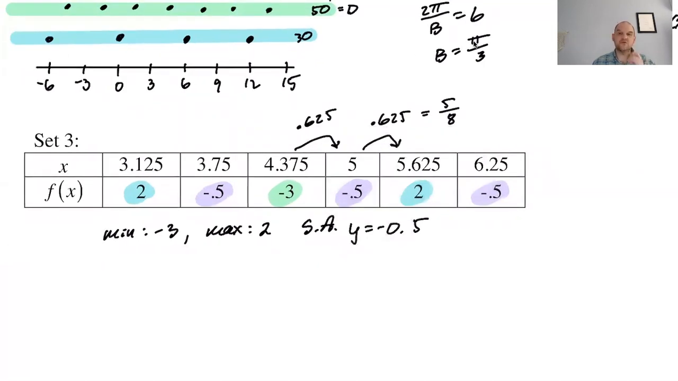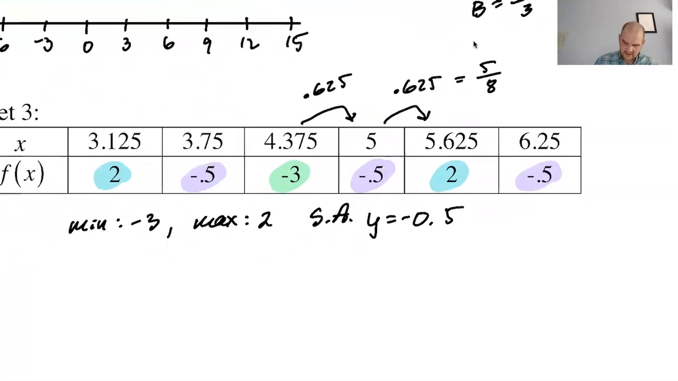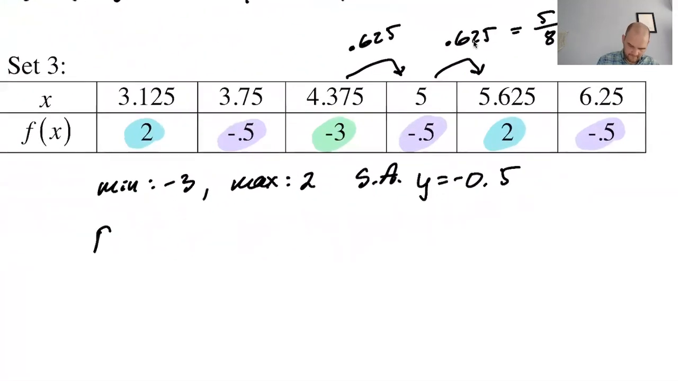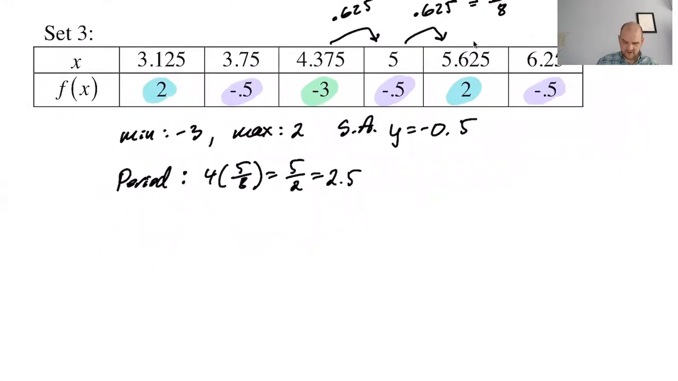Other than, so what's the period, right? The period is 4 of these things. So the period is going to be 4 times 5/8, which is 5/2. So 2.5, which if we multiplied 0.625 times 4, we'd also get that. And that's actually probably easier in this case. I don't know. I don't really like decimals, and that's why I'm going to great lengths to avoid them.